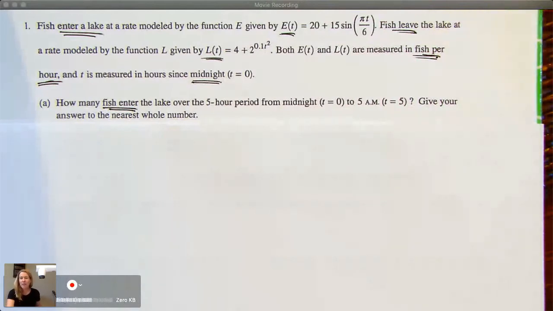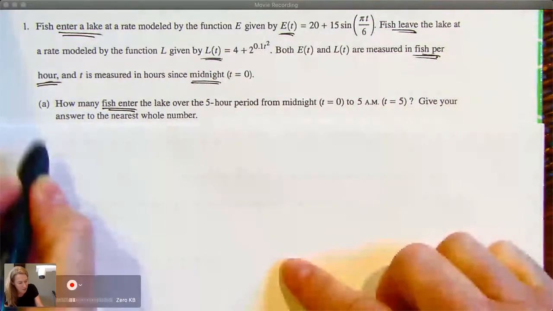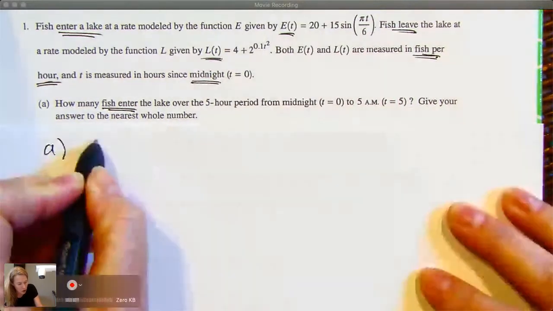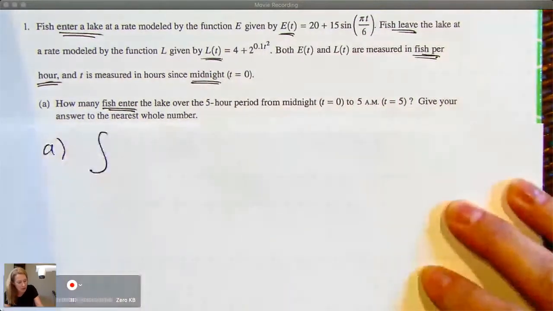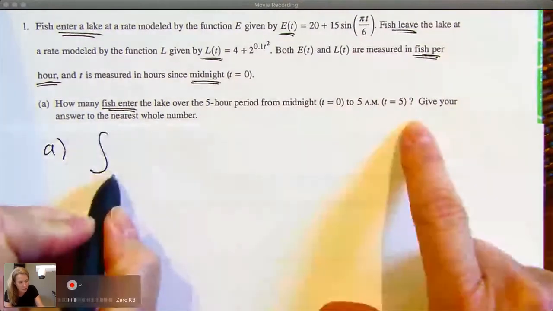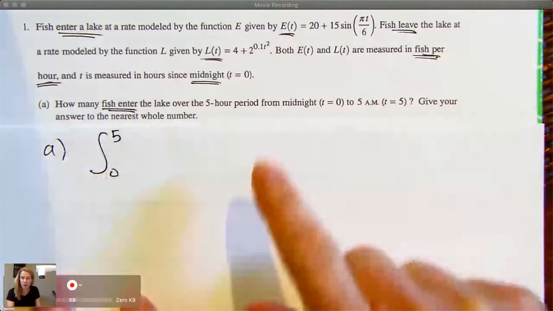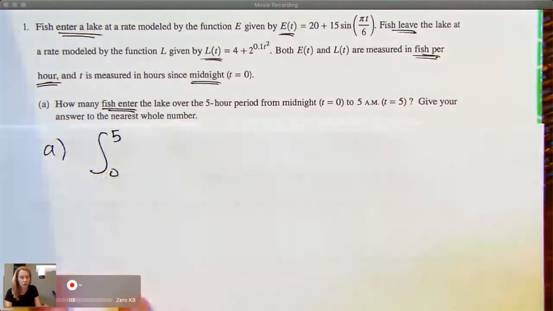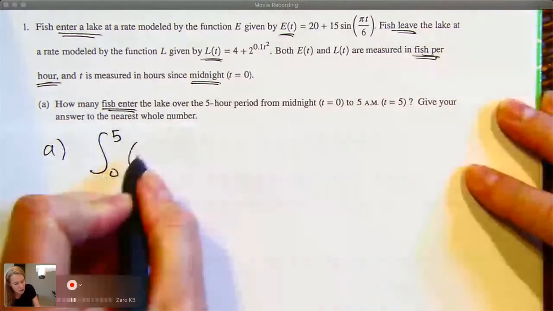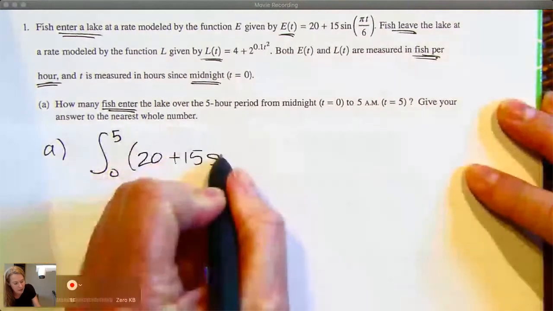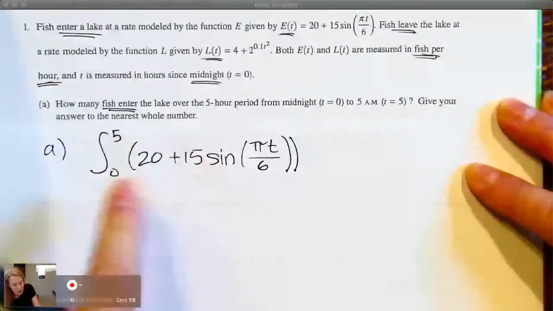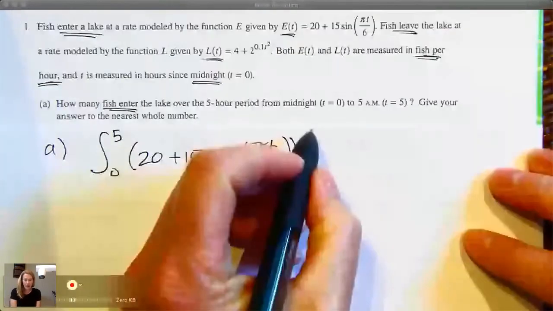Okay, yeah, so we are going to integrate. For part A, we are going to integrate, all those answers were wonderful. We're going to integrate from 0 to 5 because that's our time range that we're looking at. And we're going to integrate E of t because that's the rate of fish entering. So we're going to integrate 20 plus 15 sine of pi t over 6. Close that first parentheses. And of course, that is with respect to time.